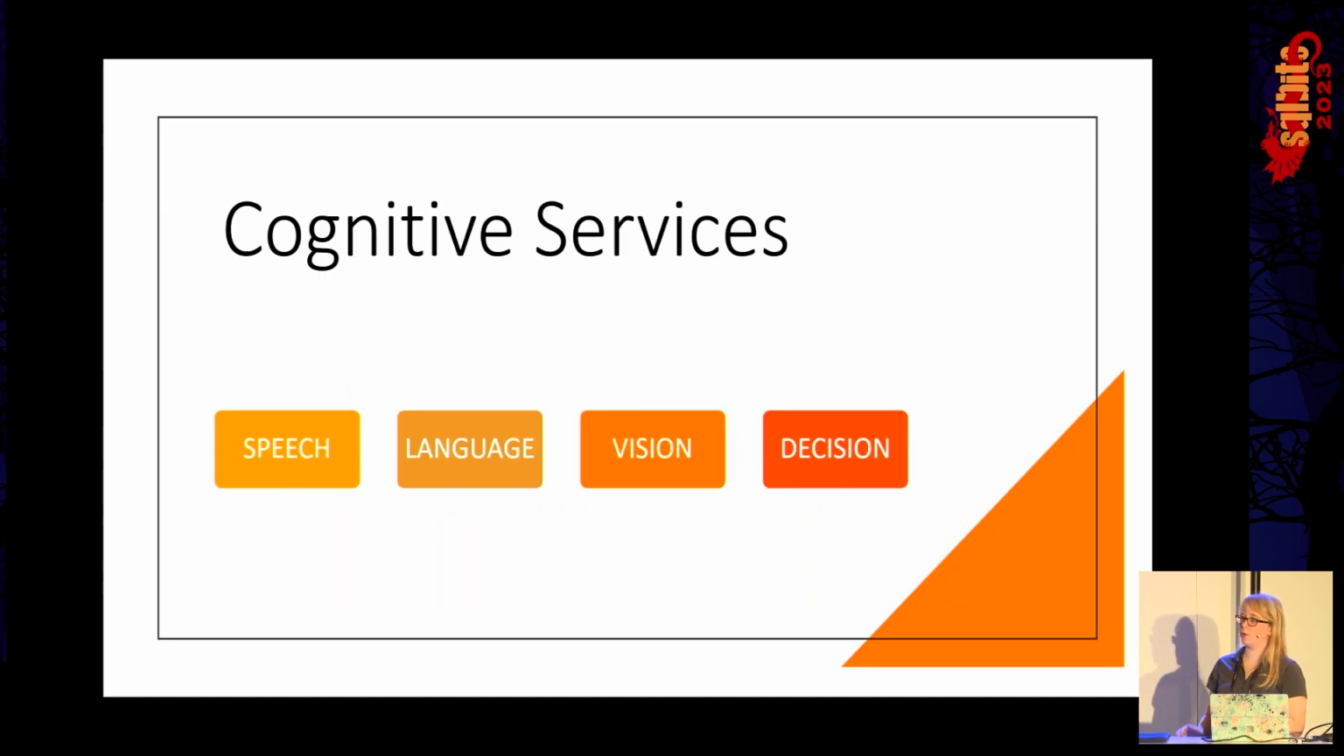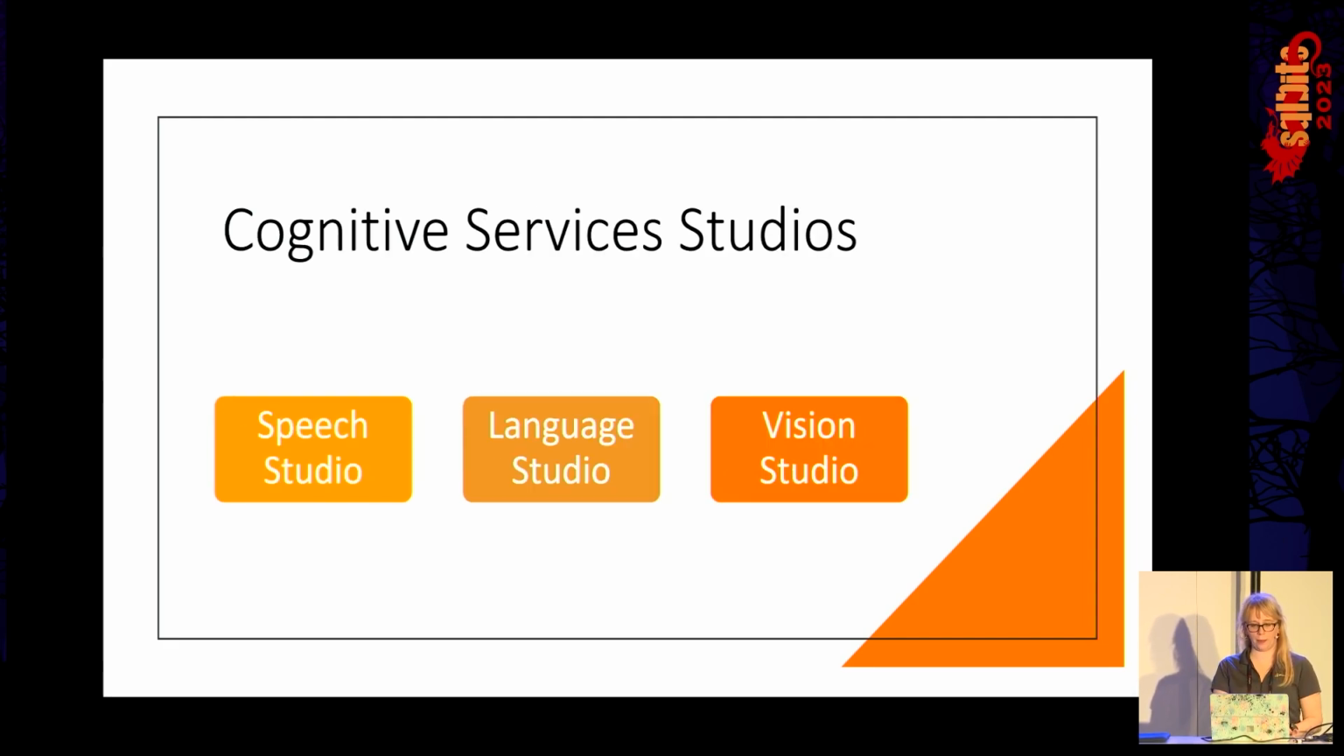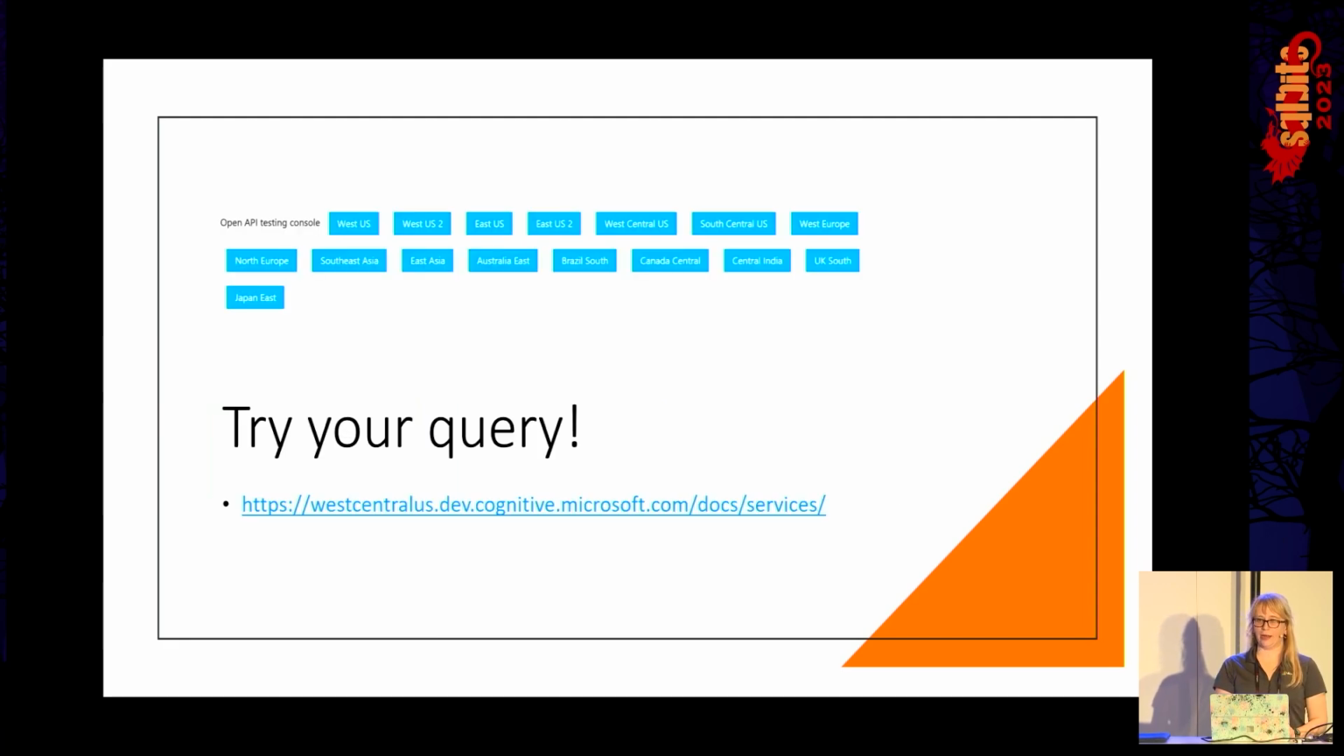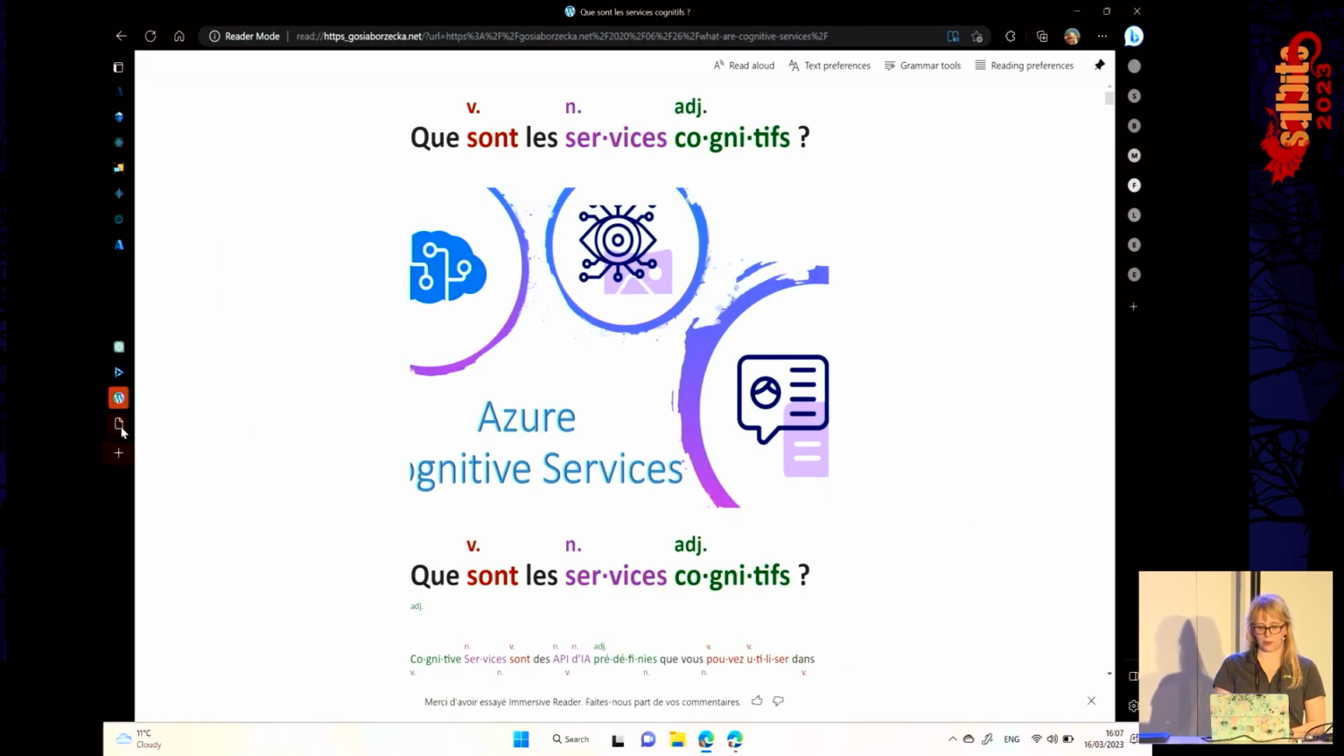So going to a quick summary, with cognitive services, we have 4 main groups: speech, language, vision, and decision. I did not put OpenAI here as this is still not in GA, so there are 4 main ones. And there are as well 3 studios that we can go and check: Speech Studio, Language Studio, and Vision Studio. And also, you can try your query before you do anything as well. And this is a really great site.